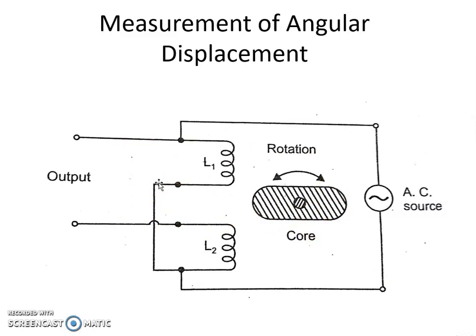Clockwise and anti-clockwise angular displacements produce different outputs which are opposite in phase. Thus the angular displacement may be measured in magnitude and also in direction. Therefore, using this variable reluctance transducer, the angular displacement can be measured in magnitude, and the direction of angular displacement can also be predicted.